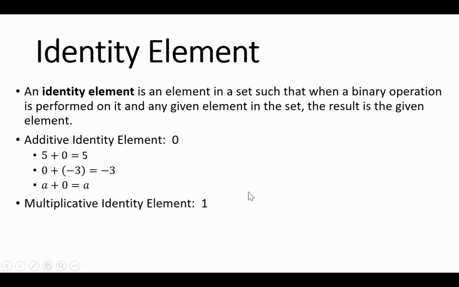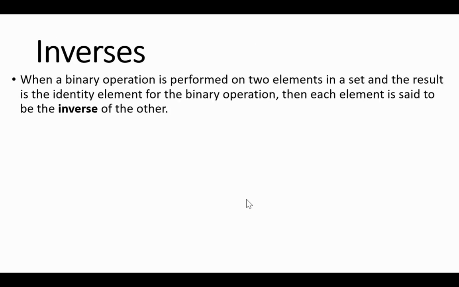Yes. Multiplicative identity element is 1. So 5 times 1 is 5. 1 times -3 is -3. A times 1 is A. And we use that to help us identify the numbers we're working with. The next piece, inverse. When a binary operation is performed on 2 elements in a set and the result is the identity element for the binary operation, then each element is said to be the inverse of the other.